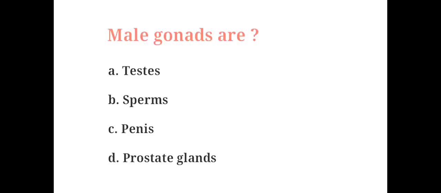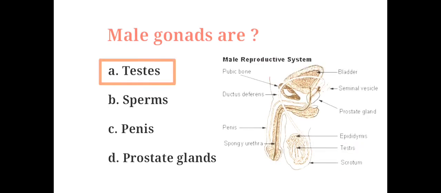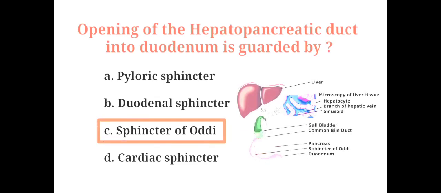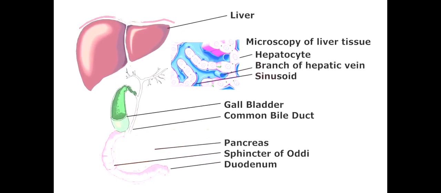Male gonads are? The correct answer is A. Testis. Opening of the hepatopancreatic duct into duodenum is guarded by? The correct answer is C. Sphincter of Oddi. Sphincter of Oddi is also called hepatopancreatic sphincter or Glisson's sphincter.